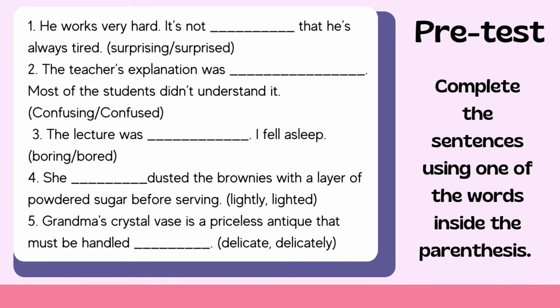Now let us begin by completing the sentences using one of the words inside the parentheses. Number 1. He works very hard. It's not blank that he's always tired. Number 2. The teacher's explanation was blank. Most of the students didn't understand it.